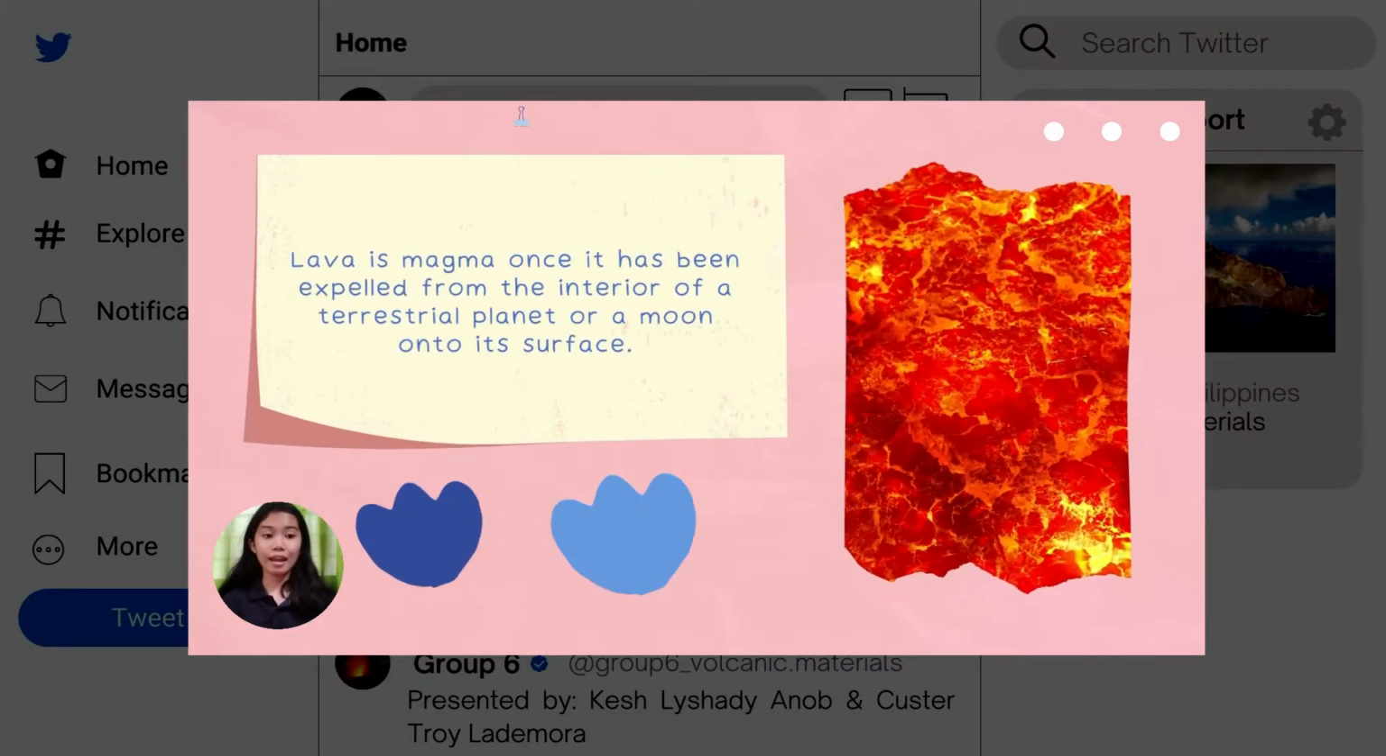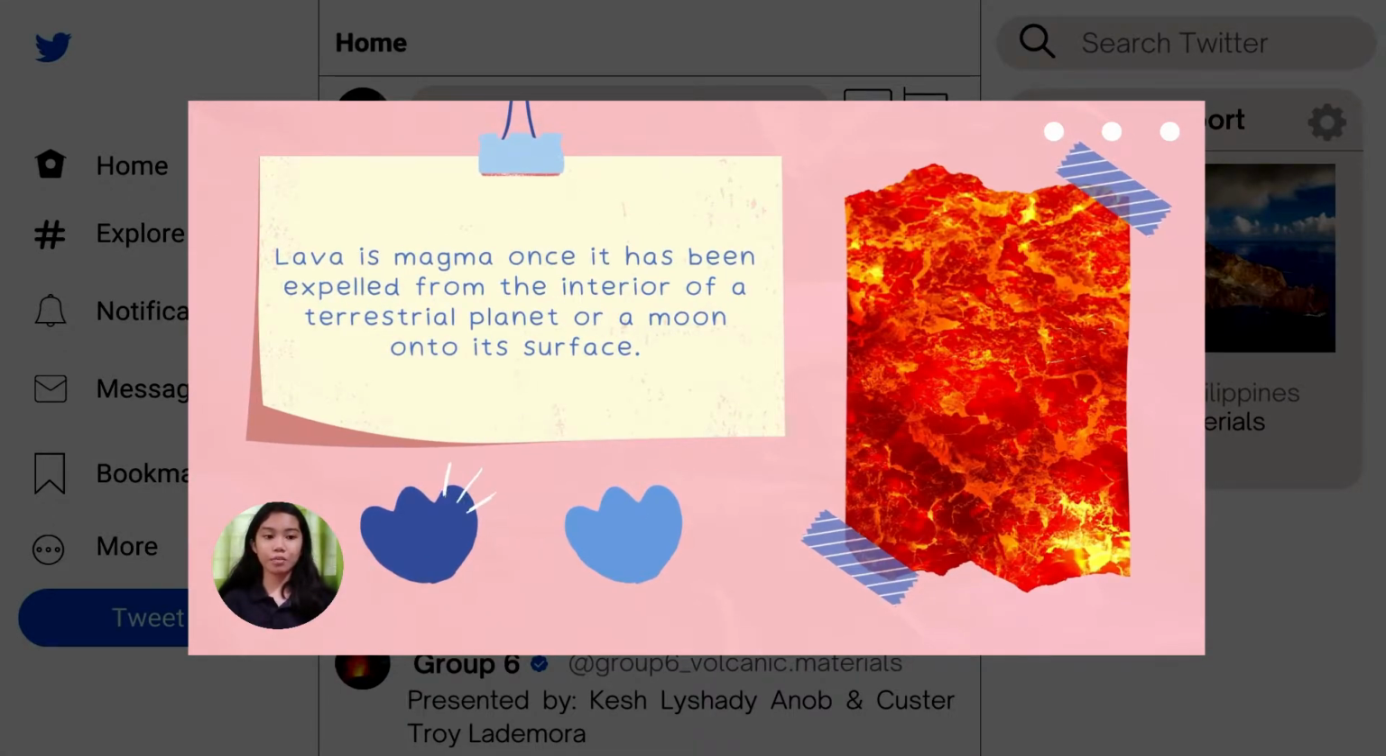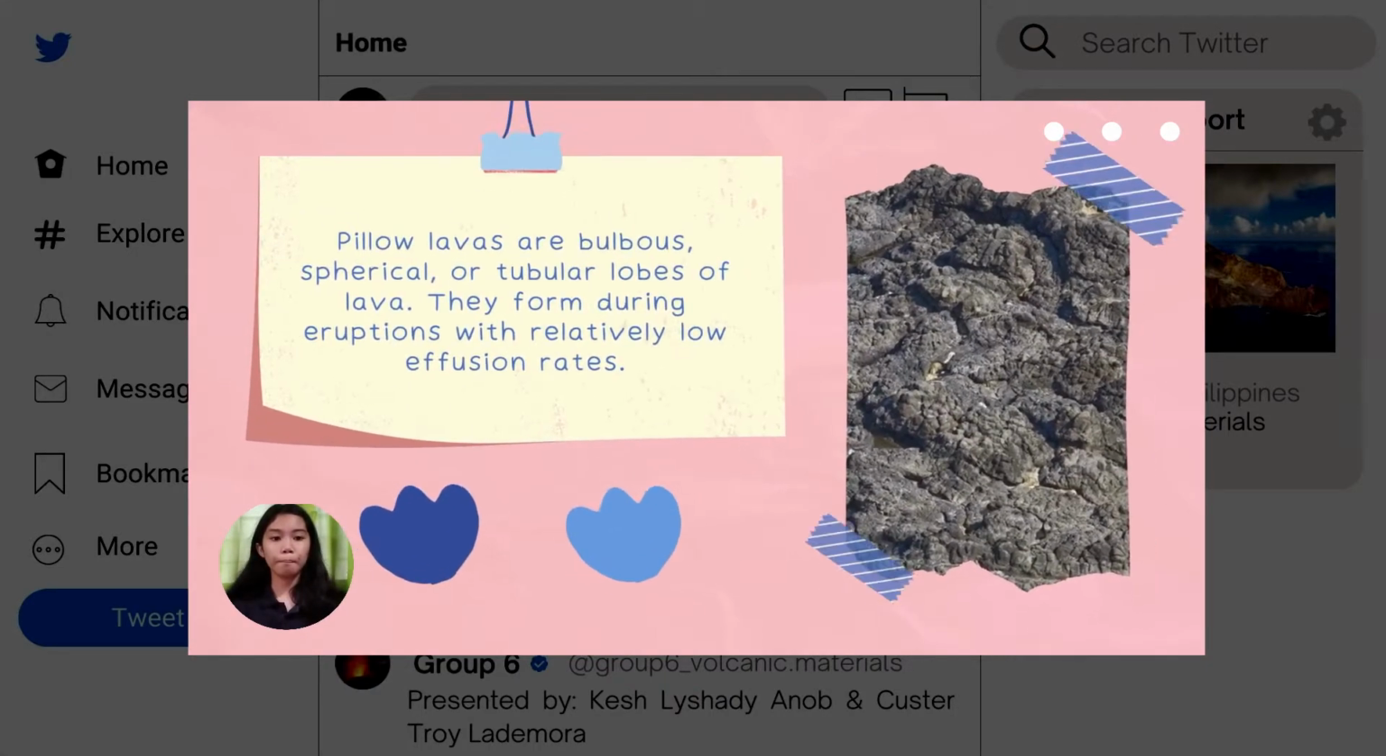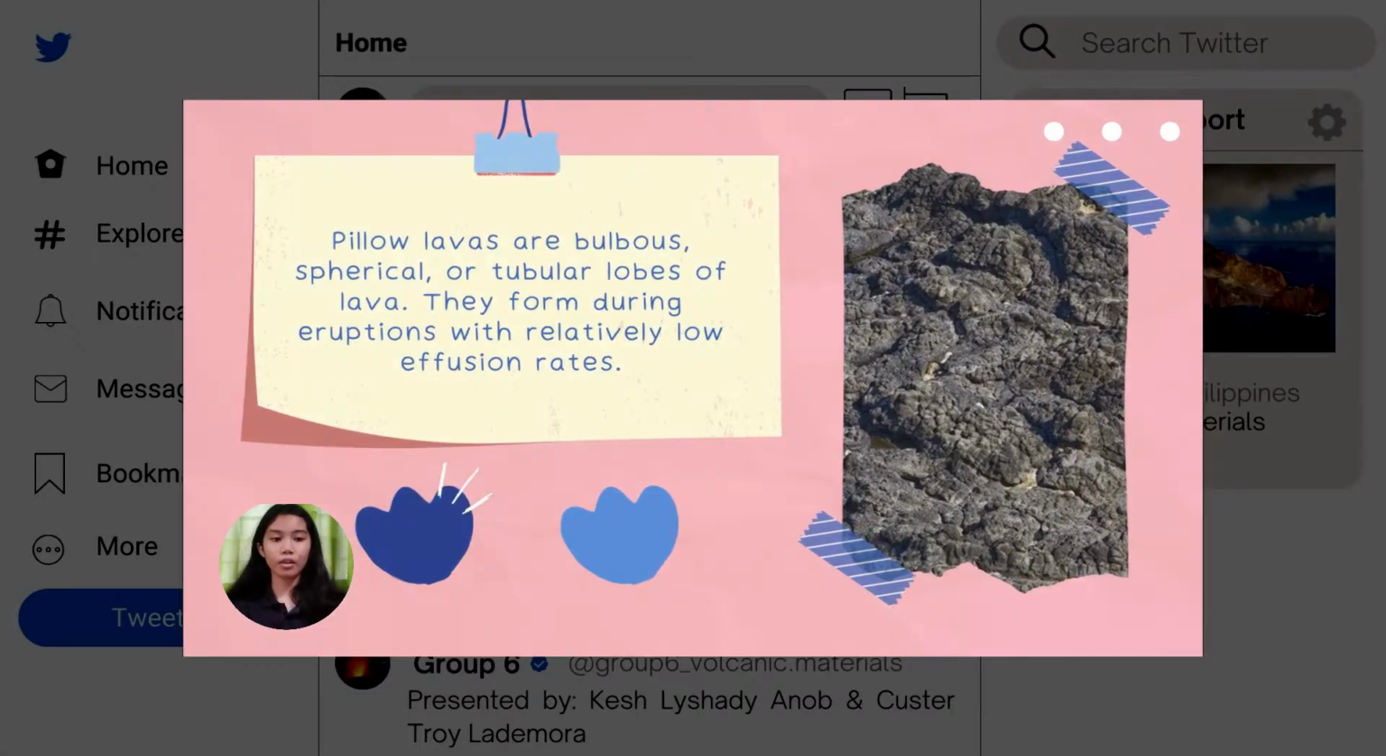Lava is magma when it has been expelled from the interior of a terrestrial planet or a moon onto its surface. Pillow lava. Pillow lavas are bulbous, spherical, or tubular lobes of lava. They form during eruptions with relatively low effusion rates.